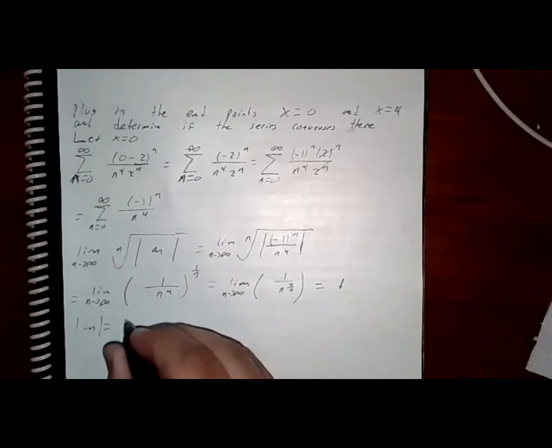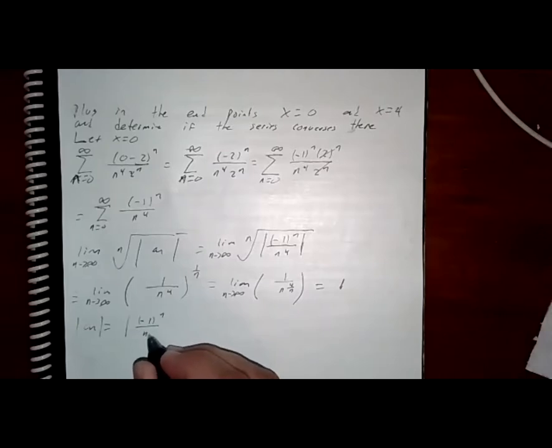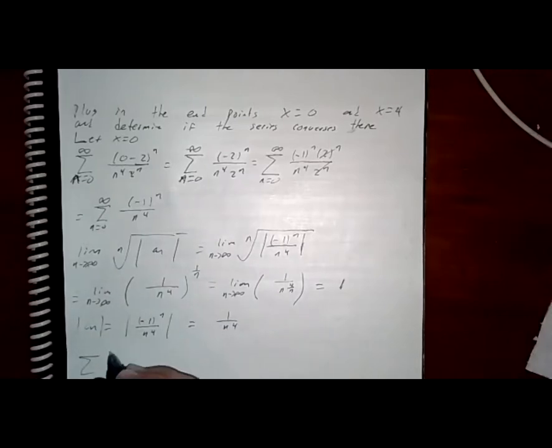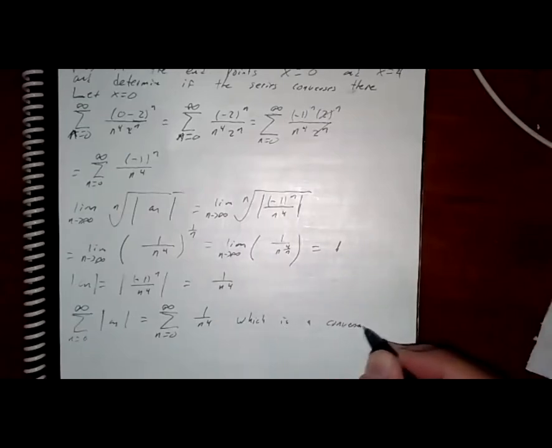Okay. Absolute value will be this guy here to the 4th, which will give me 1 over n to the 4th. So the absolute value of the series will be equal to this guy, right? Which is a convergent p series because p is greater than 1. So we are good at 0.